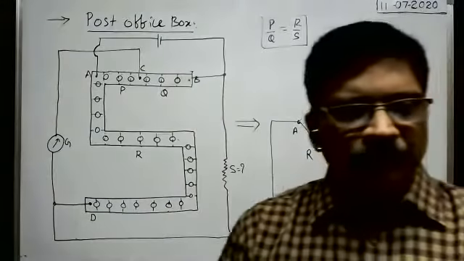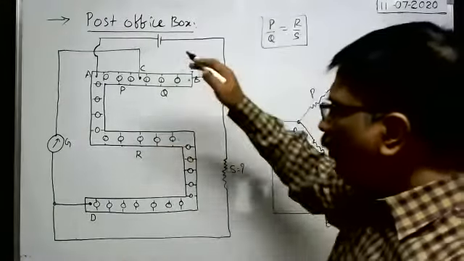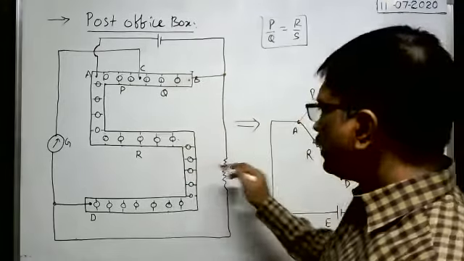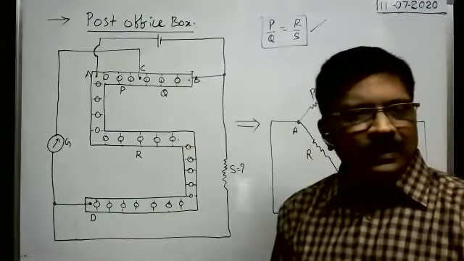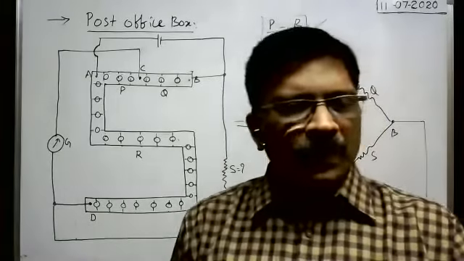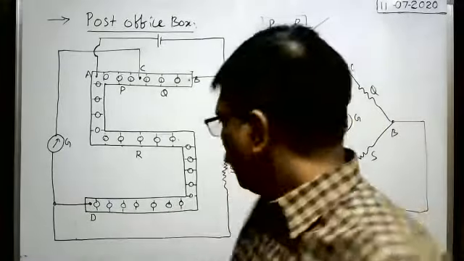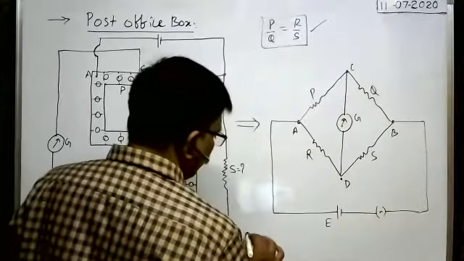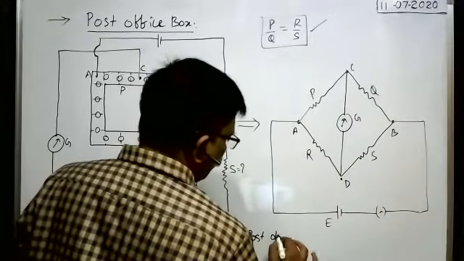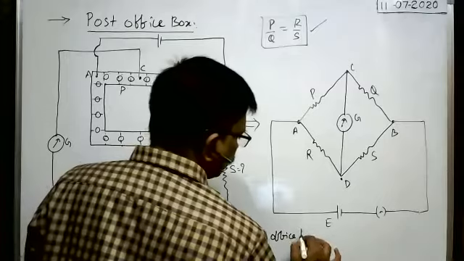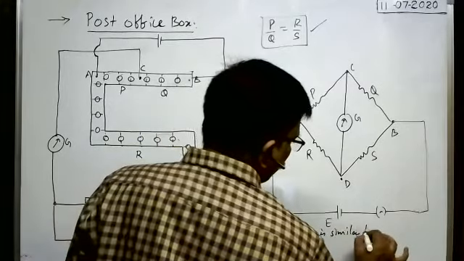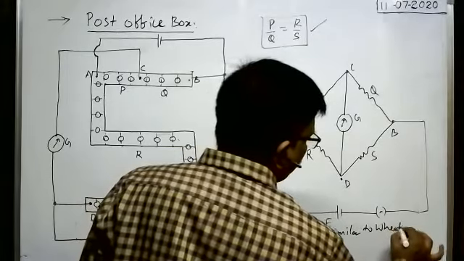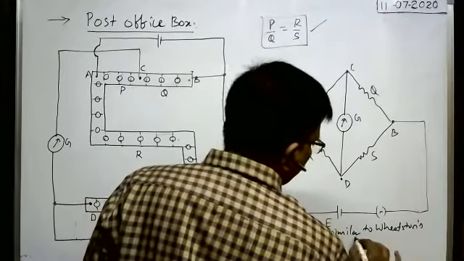Even if you are given the resistances here and here, what is the unknown resistance? By using this formula, we can calculate the unknown resistance. It is the post office box. So it is similar to the Wheatstone bridge circuit only. The post office box is similar to the Wheatstone bridge circuit.